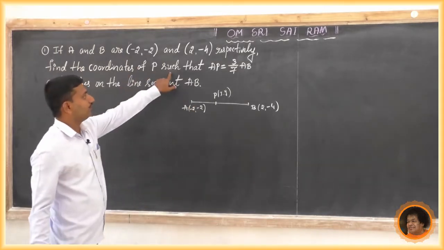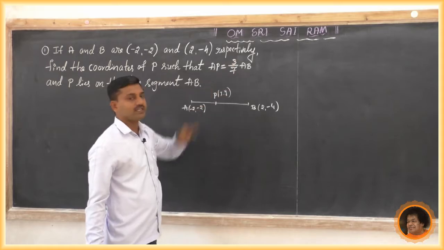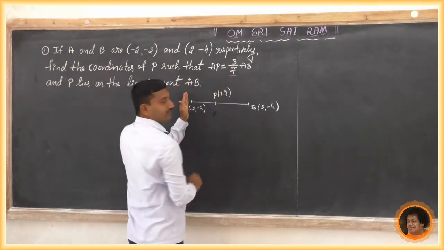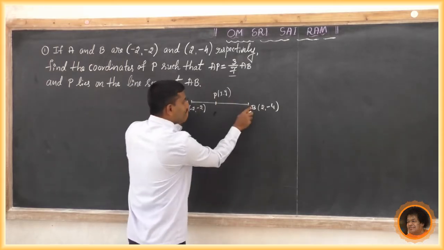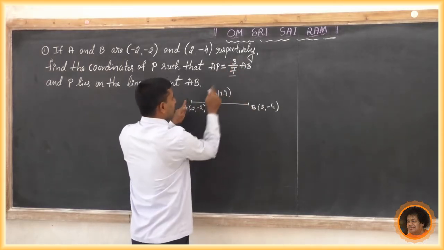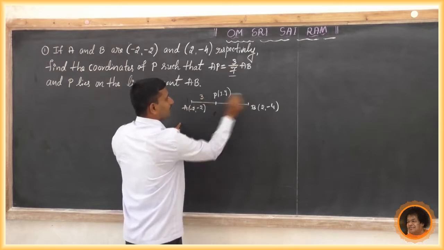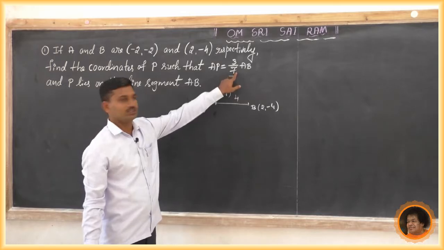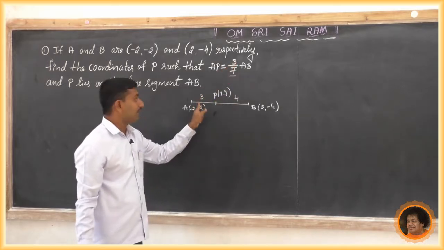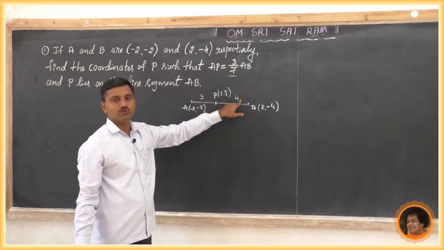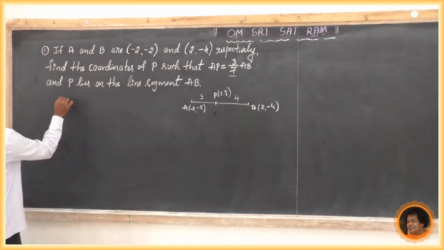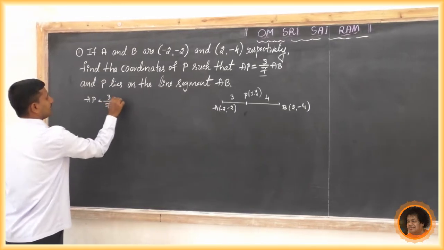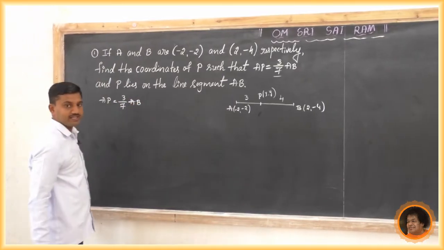But what is the ratio given? AP equal to 3/7 AB. So, AP equal to 3/7 of AB. Total AB equal to 7. In that, AB is 3 units. So, here 3. So, what about the remaining? Remaining is 4. So, total 3 plus 4 equal to 7. So, in that, 3 parts AP and PB equal to 4. So, therefore, AP equal to 3/7 AB. So, this is the given condition.